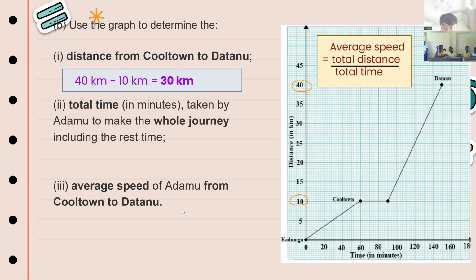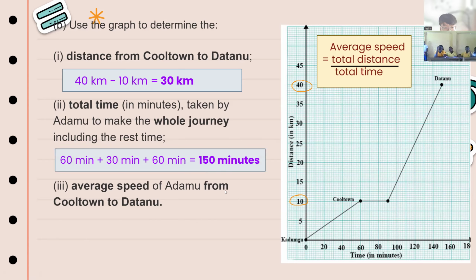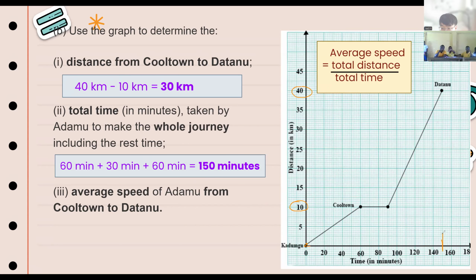Yes, that's right. Is it 150 minutes? That's right. Because you can see from here, it stretches to here, right? That is between 140 and 160. That is 150.